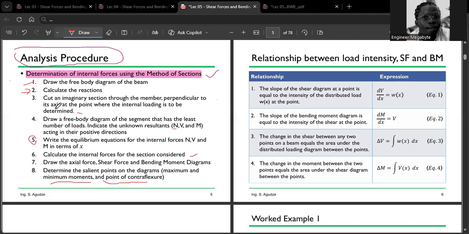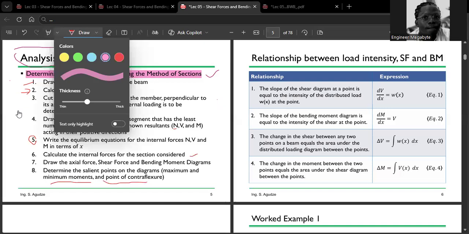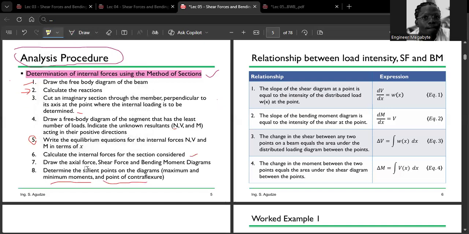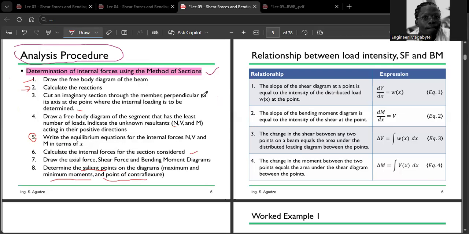I just want to quickly highlight it to draw your attention to it, so that if you are asked one day what the salient points are, you can say that these are the maximum and minimum moments and points of contraflexion. As simple as ABC.